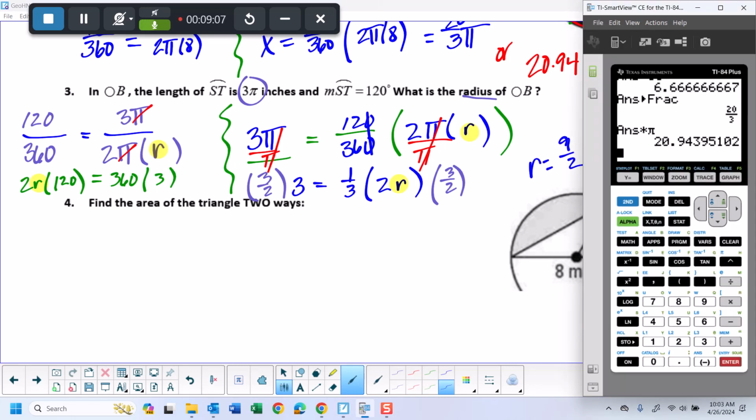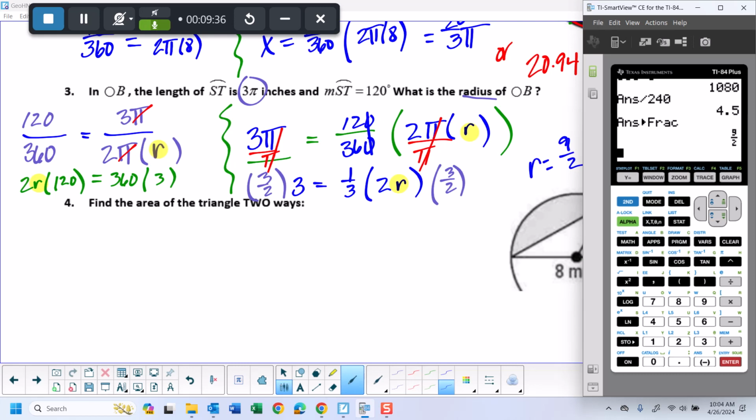Let's see if I get that same answer over there. 360 times 3 is equal to that, and I'm going to go ahead and divide that by 240. And if I go math, frac, enter, 9/2. So it doesn't matter which way you do it. Raise your hand if you like the proportion. Raise your hand if you like the equation.